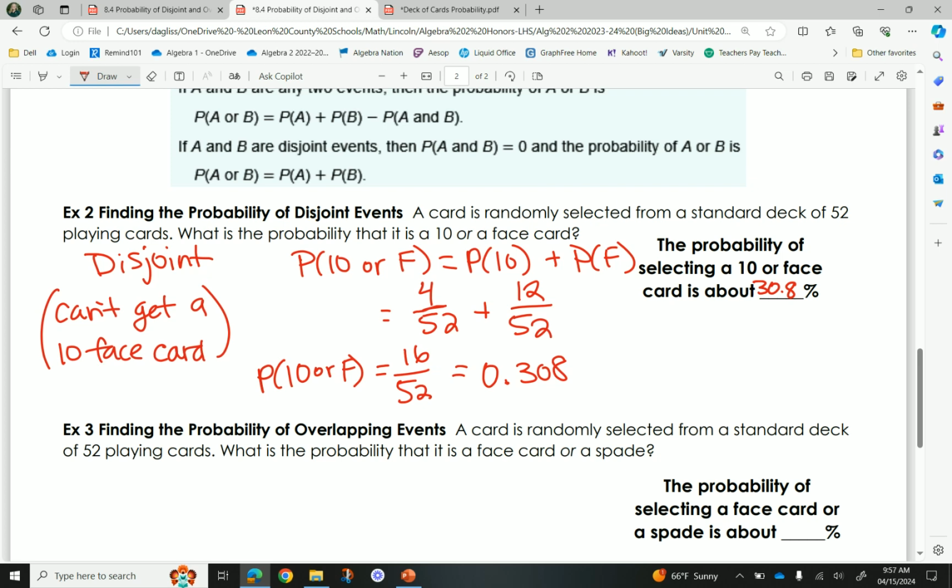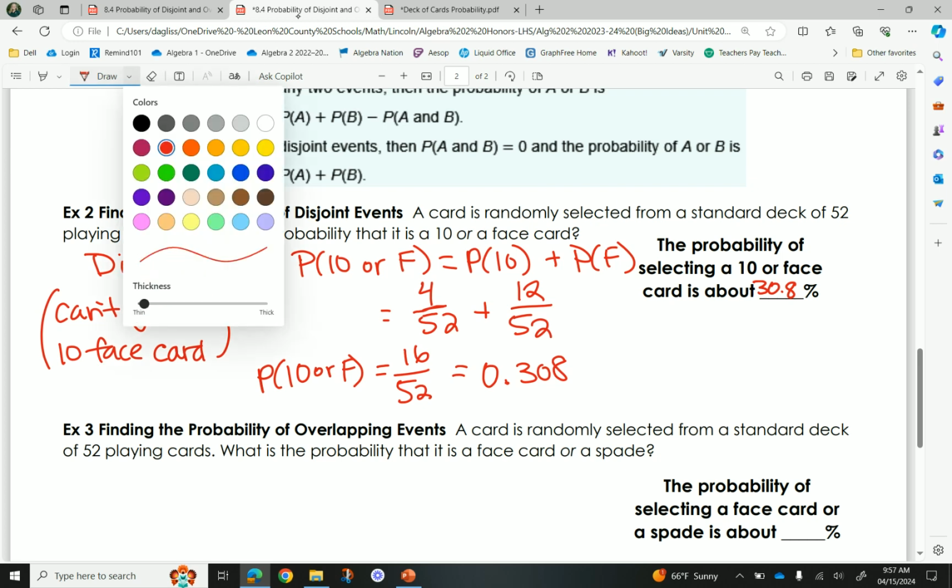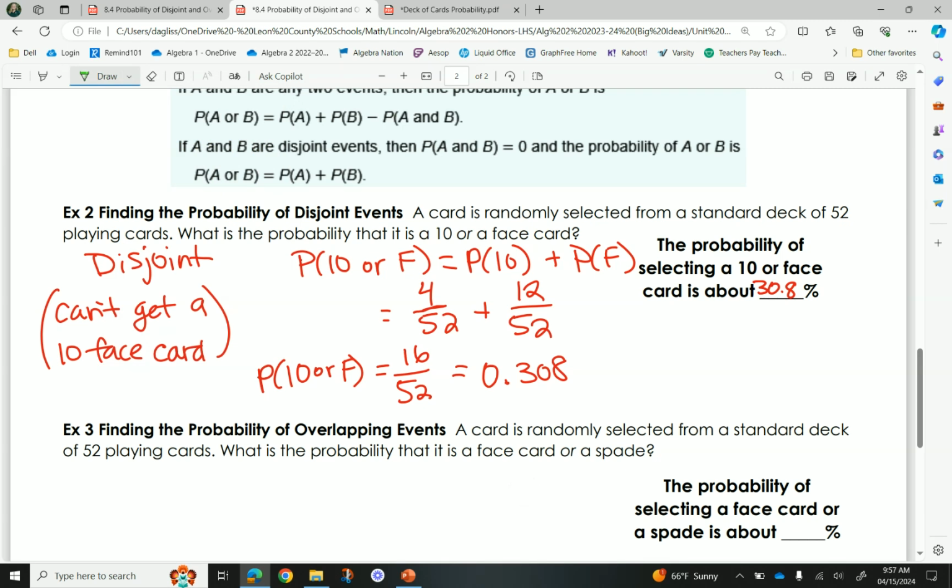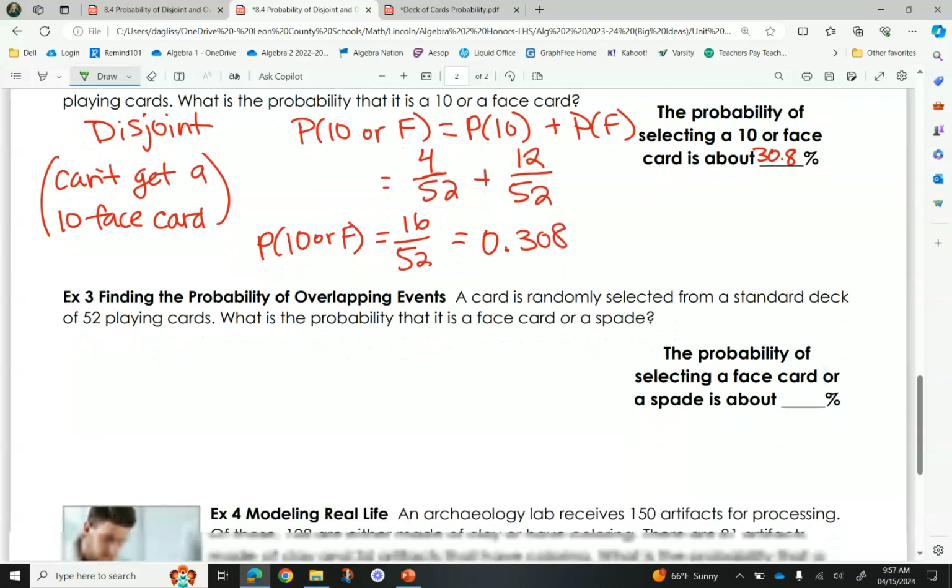All right, ready for our next one? Yeah? All right, my next one is talking about, let's see what we have here. A card is randomly selected from a standard deck of 52 playing cards. What is the probability that it is a face card or a spade?